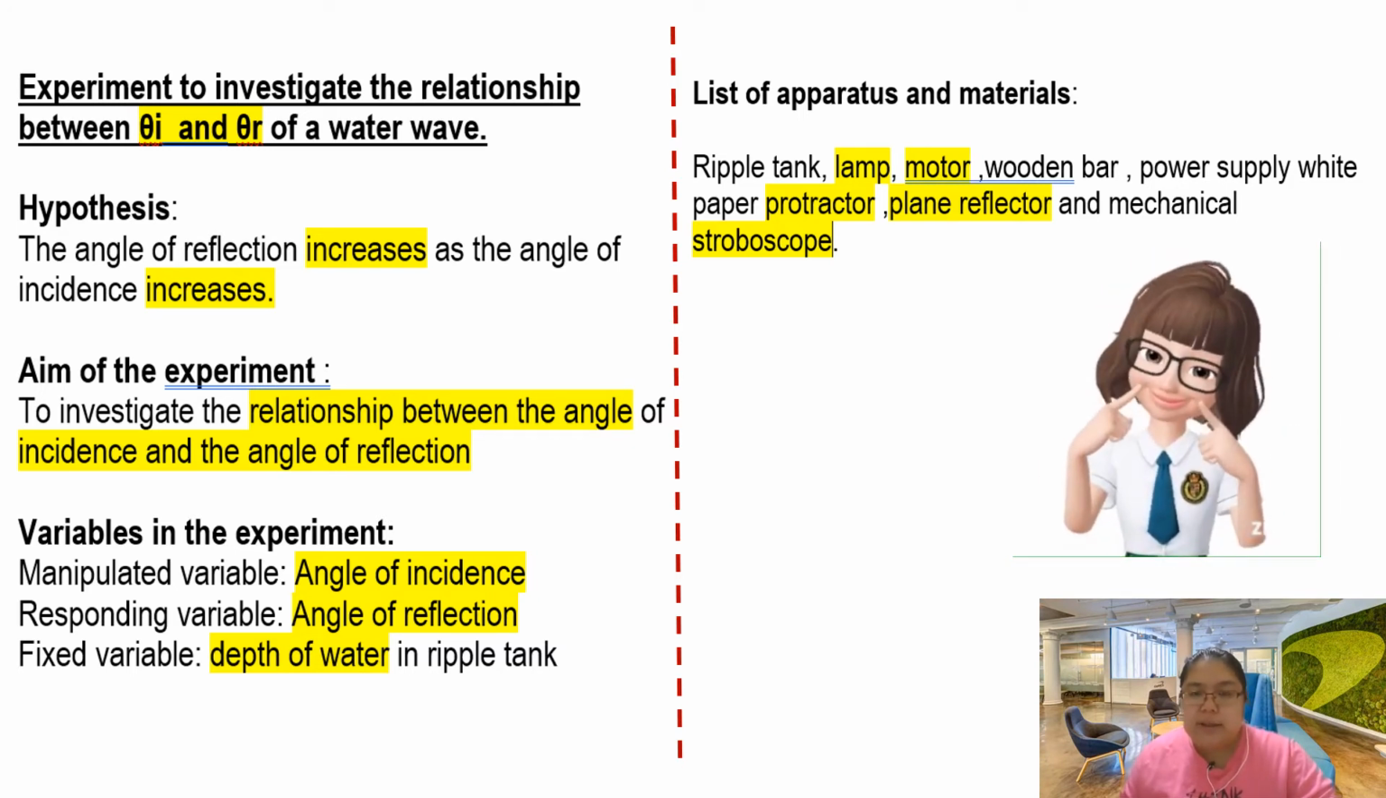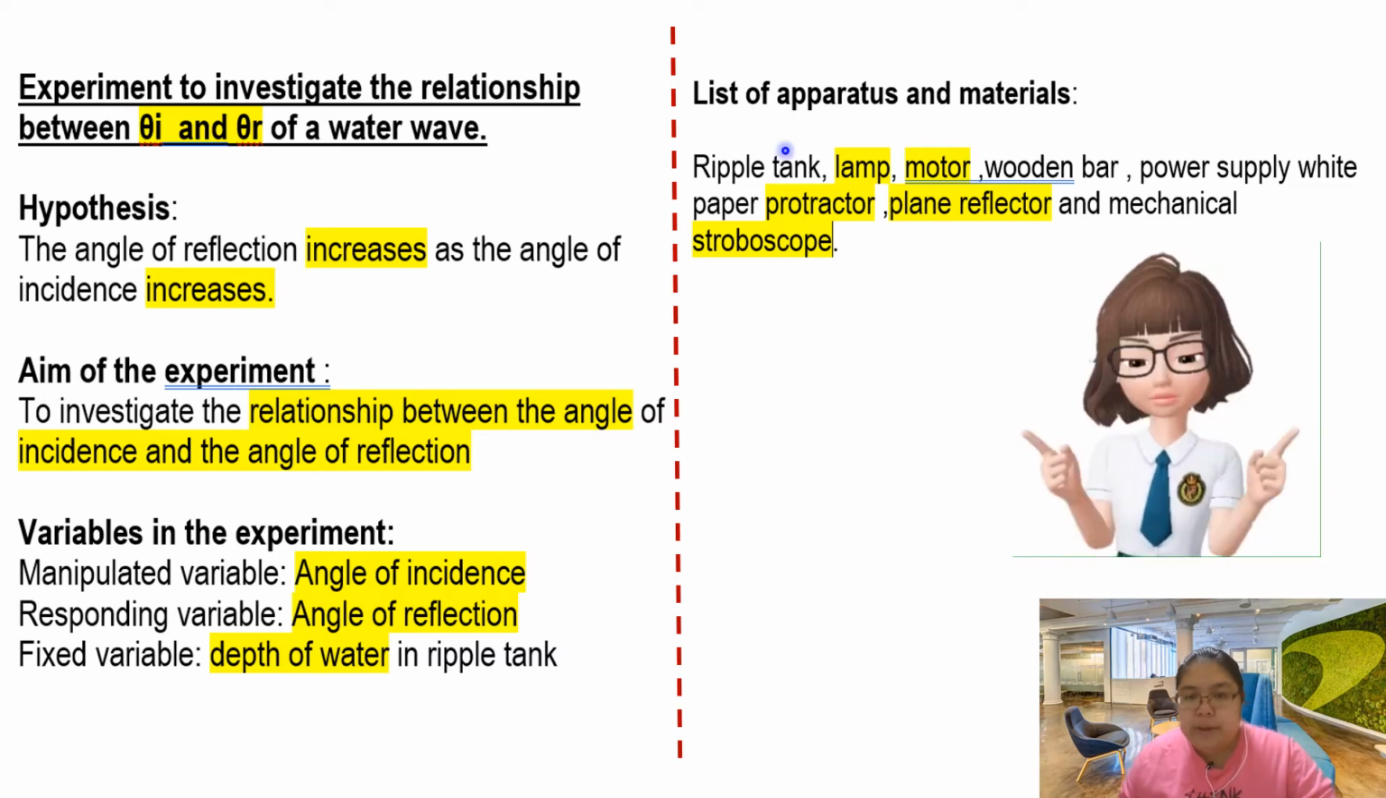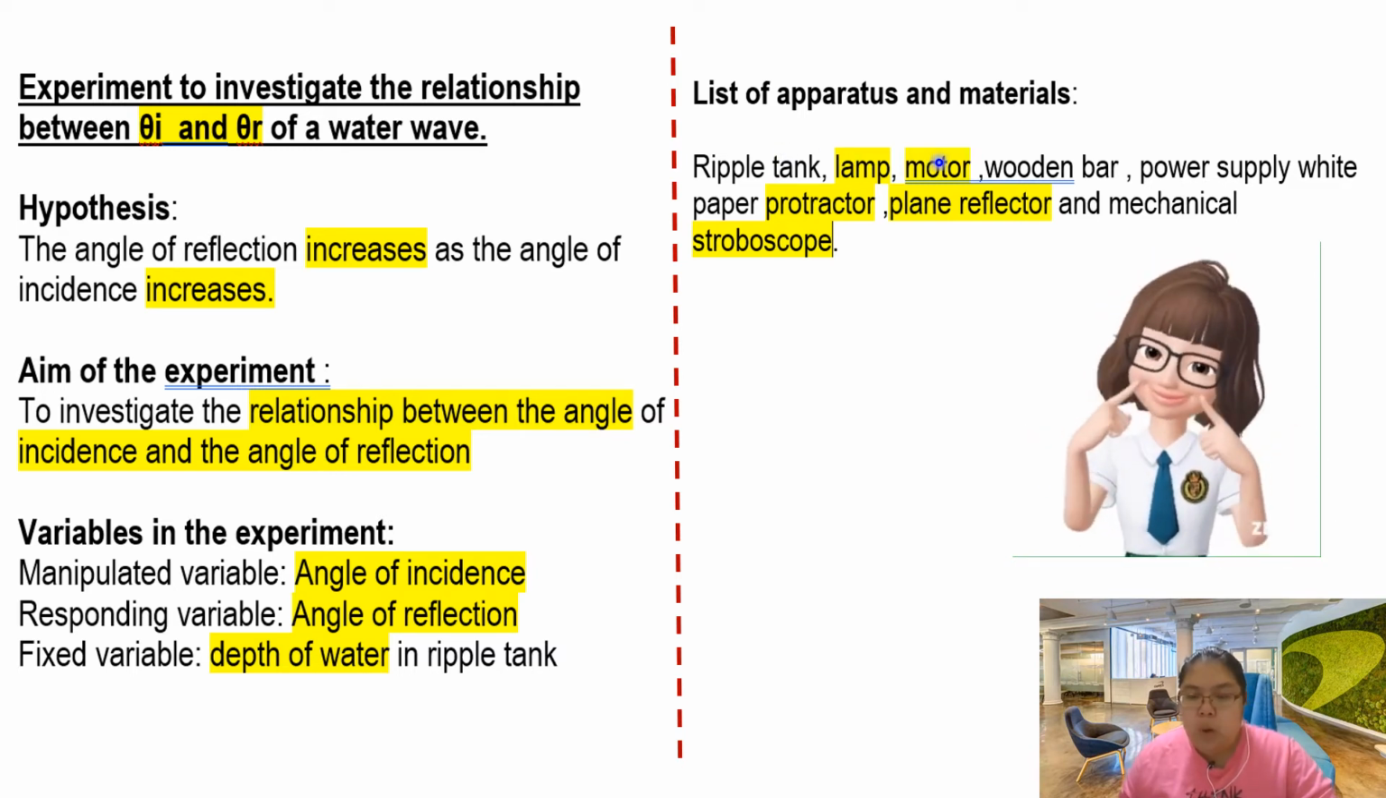Okay, now we see the apparatus. We are using a ripple tank, LED, bottle, wooden bar, power supply, white screen, and protractor. You must mention the protractor, plane refractor, and mechanical stroboscope. The mechanical stroboscope is very important. If you never mention it, that means we cannot do the experiment, so we count the experiment as not functioning.